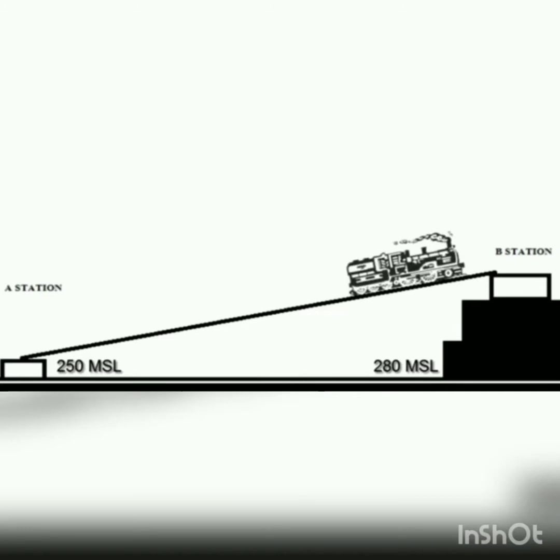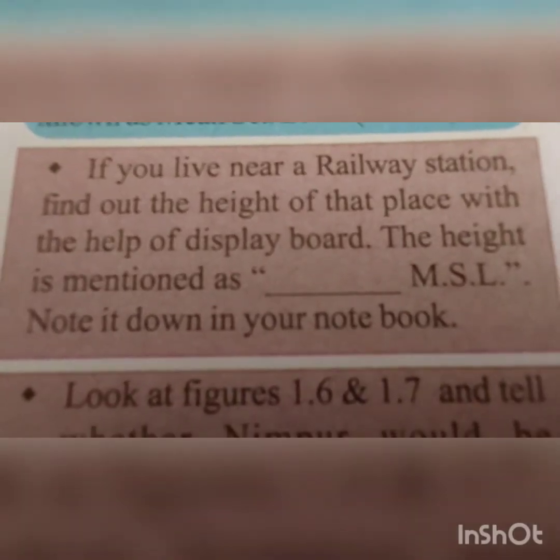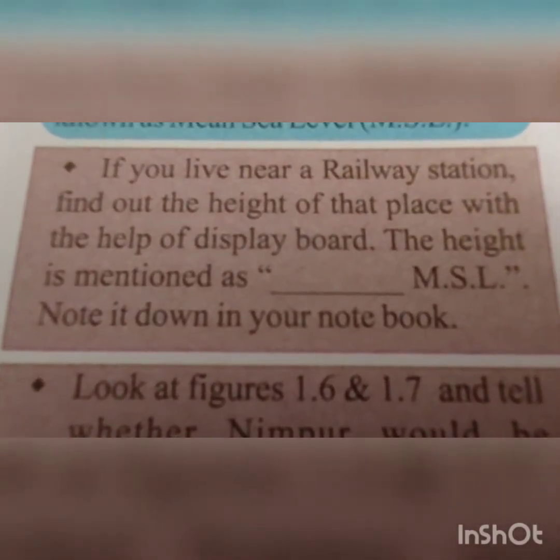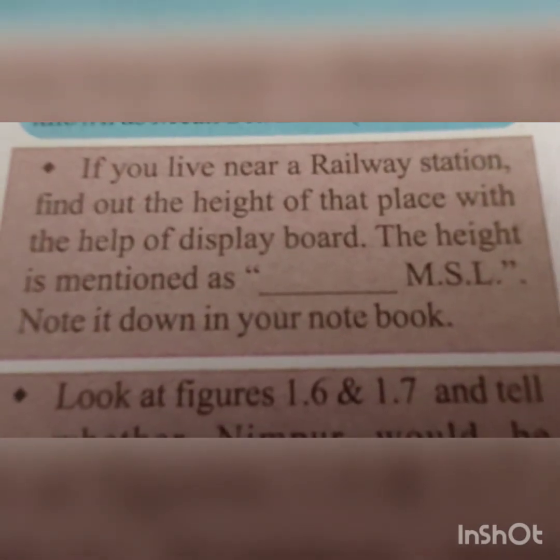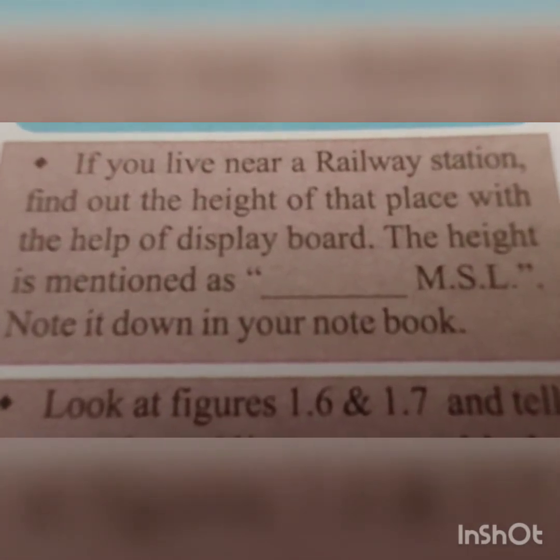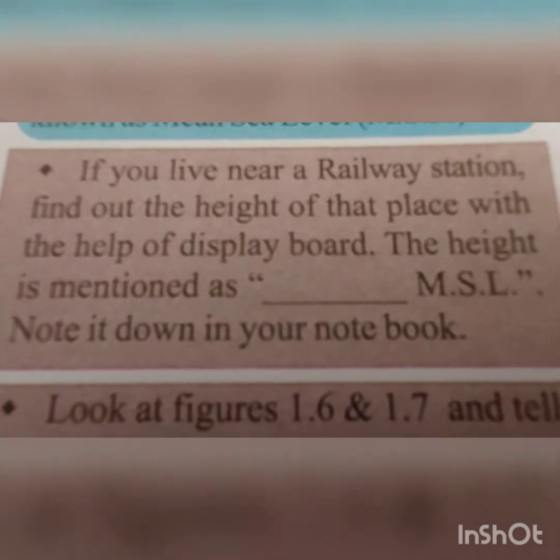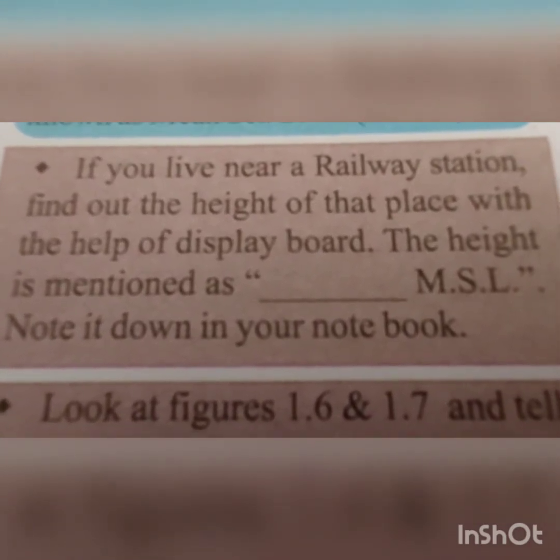Okay, so you can check again, 250 MSL. Now you should know what this MSL is. I told you already, it is the height of the land from a point 0 degree which is demarcated after checking the level of the tides for a period of maybe 10 years or 20 years. See here, if you live near a railway station, find out the height of that place with the help of the display board. So I have already given you a few. You can just look at it and you will know how they give the MSL on the display board of a railway station.